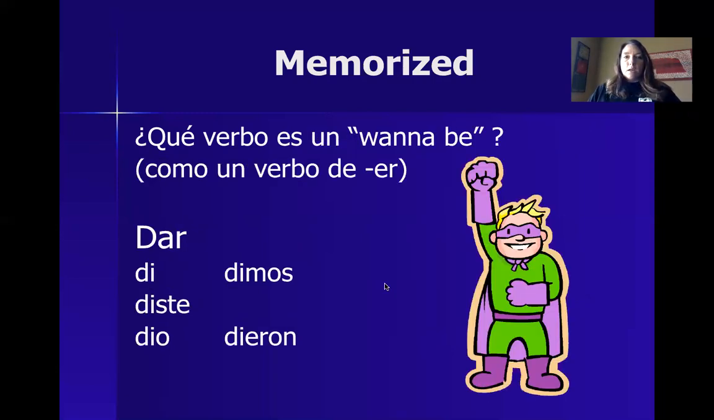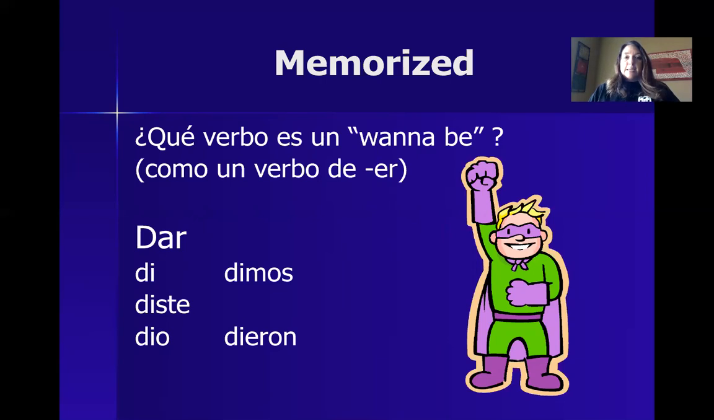Verb number 4 is going to be the verb dar. And if you notice, my little symbol for this one is a guy that's dressed up as a superhero. The reason why is he's a wannabe. He wants to be an ER verb, okay? Eventually, you will find out that the ER endings look a lot like the verb dar.